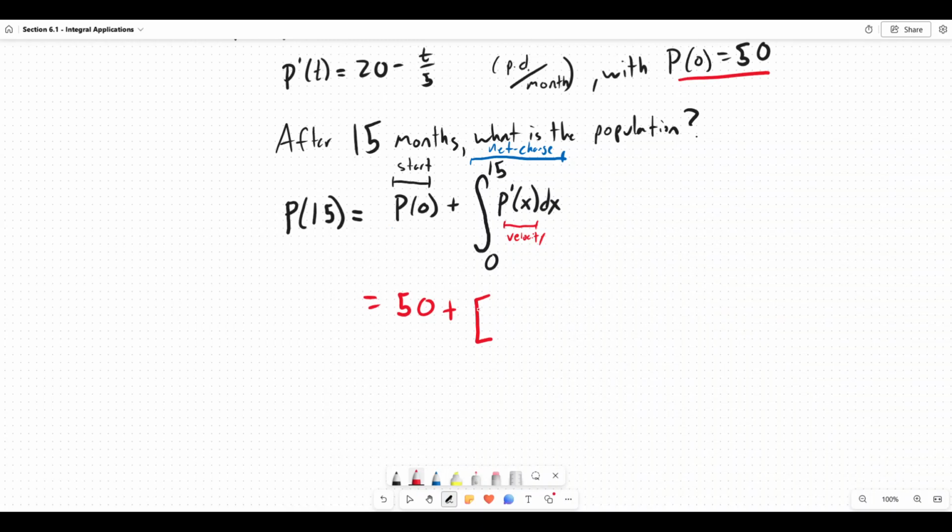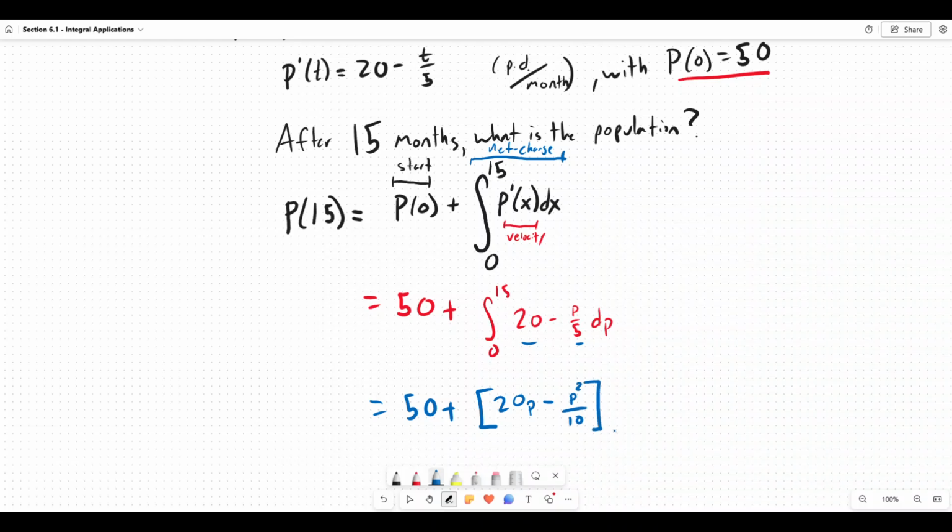Plus, we're going to plug in, we know P prime. This is the integral from 0 to 15 of the term 20 minus t over 5. Oh, I apologize. Make sure that you use your dummy variables. And you know what? I'll use p, just for fun. We know this. We can anti-differentiate these two terms. This is 20p minus, what is that going to be? P squared over 10. And of course, we're evaluating this from 0 to 15.